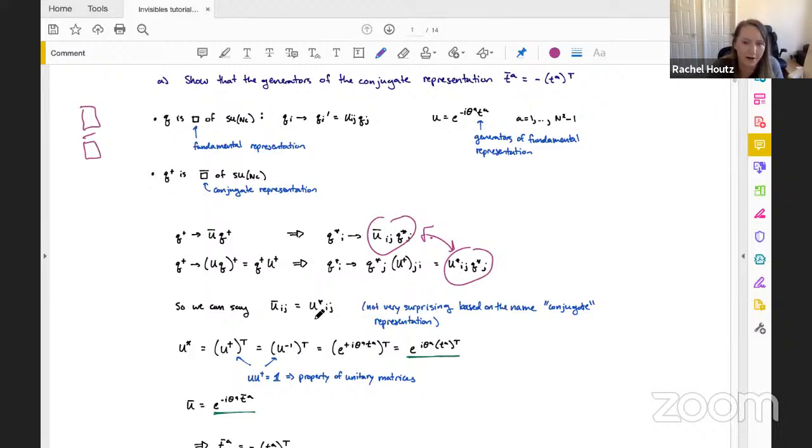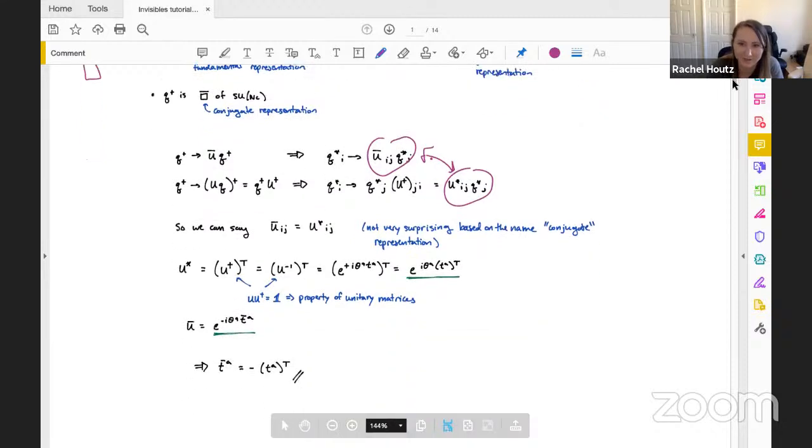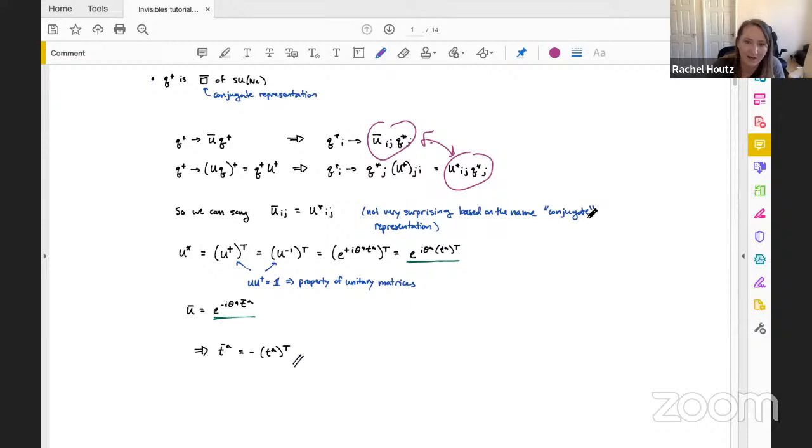And so we can say that U bar Ij is U star Ij, which isn't very surprising because the name was conjugate representation and it's the complex conjugate. So the naming convention makes sense. And so now that we know how the unitary matrices are related, how are the generators related, right? This is just some simple algebra to write it out, but I'm going to go through it slowly just so you have in your mind what all this terminology means when you unfold it and look at the underlying elements and matrices.